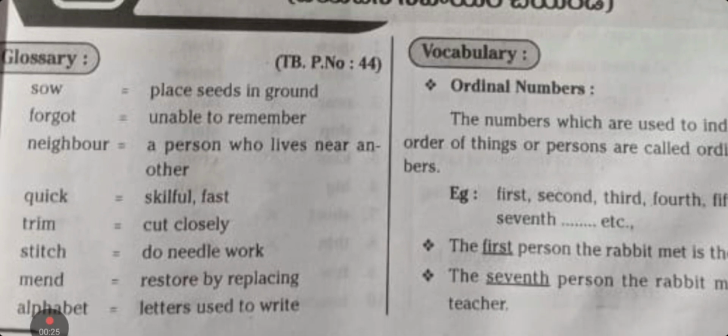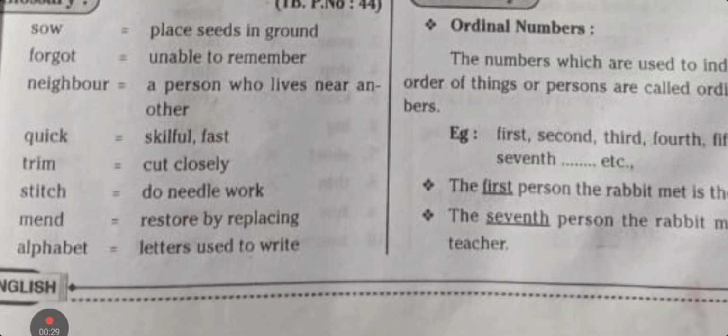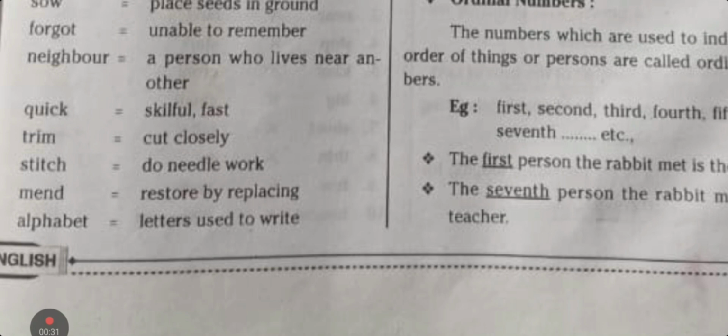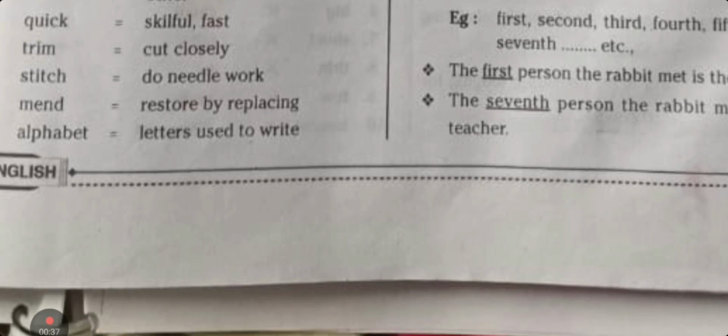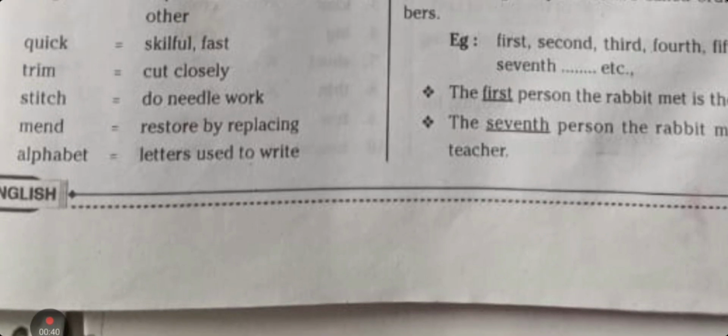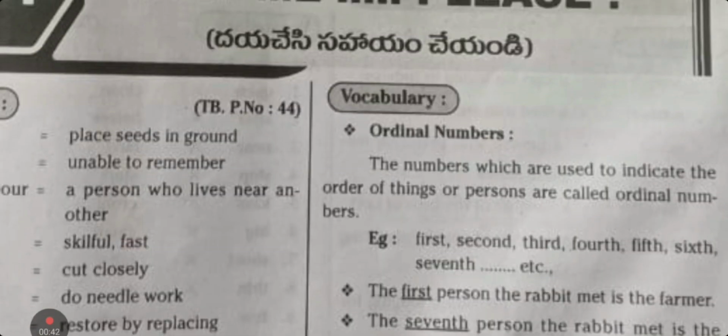Sow, place seeds in ground. Forgot, unable to remember. Neighbor, a person who lives near another. Quick, skillful, fast. Trim, cut closely. Stitch, do needlework. Mend, restore by replacing. Alphabet, letters used to write.